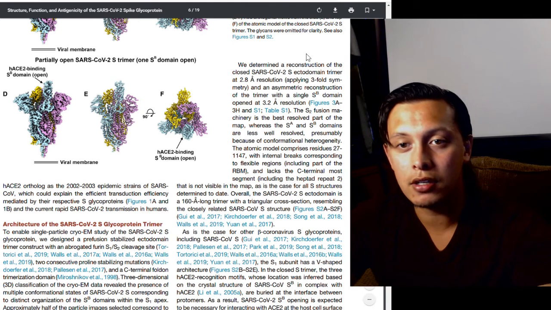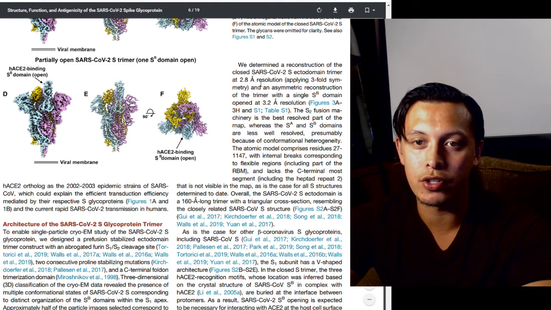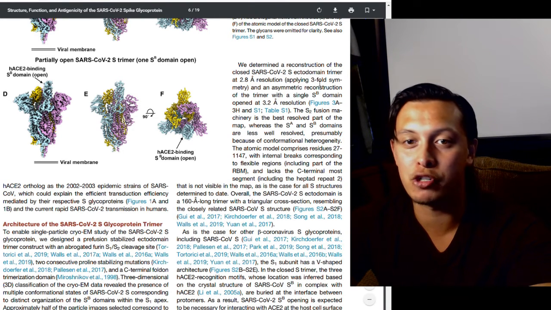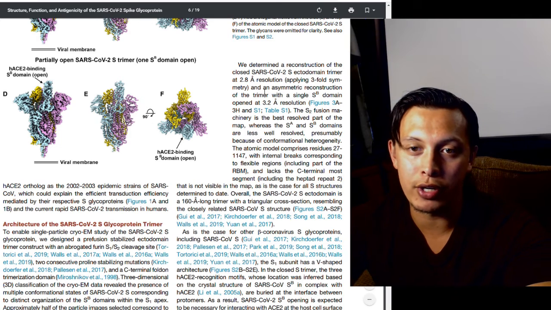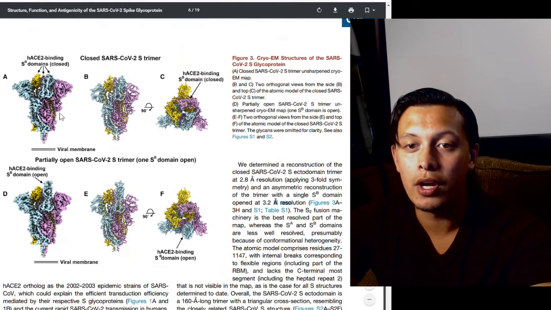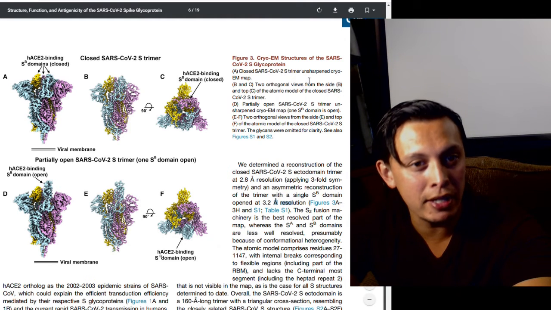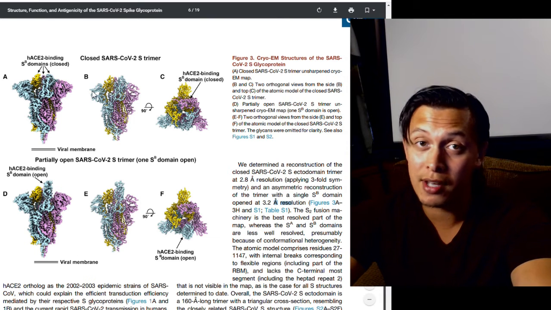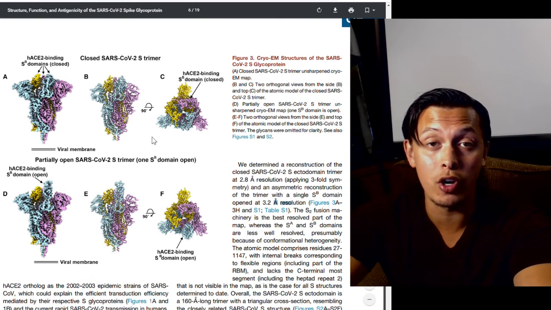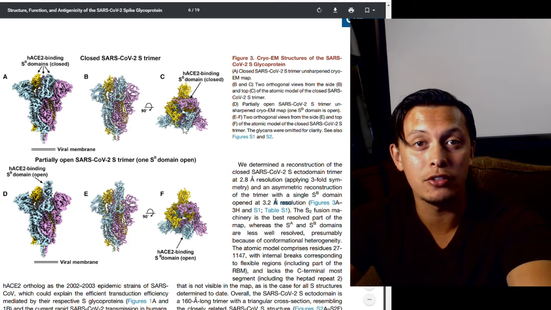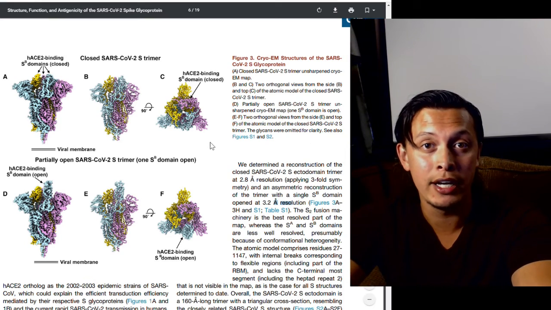So we determined a reconstruction of the closed SARS-CoV-2 ectodomain trimer at 2.8 angstrom resolution, and angstrom is just a measurement of distance, applying threefold symmetry, and an asymmetric reconstruction of the trimer with a single SB domain opened at 3.2 angstrom resolution. So what they're saying is one of the ways to help determine the structure is if you know that there is symmetry going on, and that is an assumption, that's not always the case, but if you know there's symmetry, that can help your algorithms decide what structure you have that is creating those little blurry dots on your image.